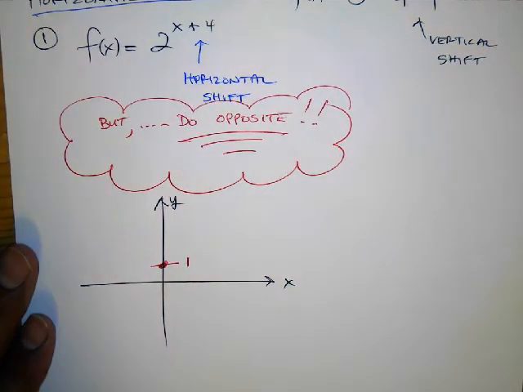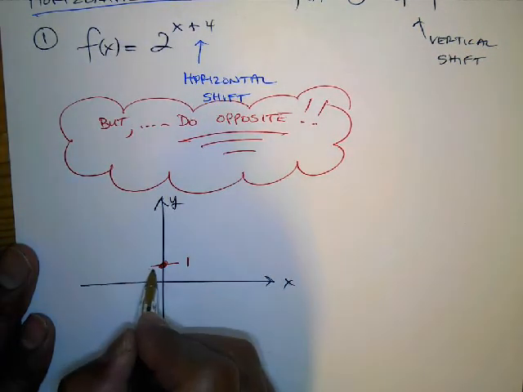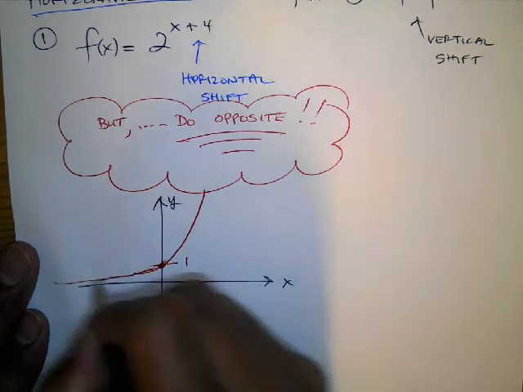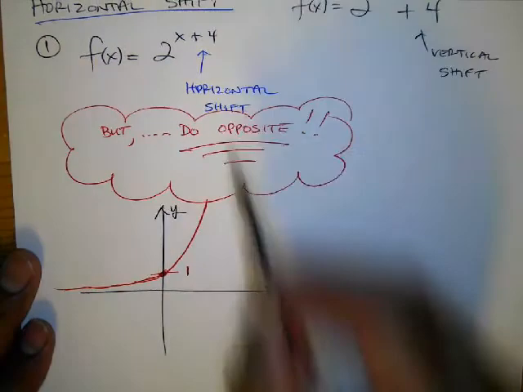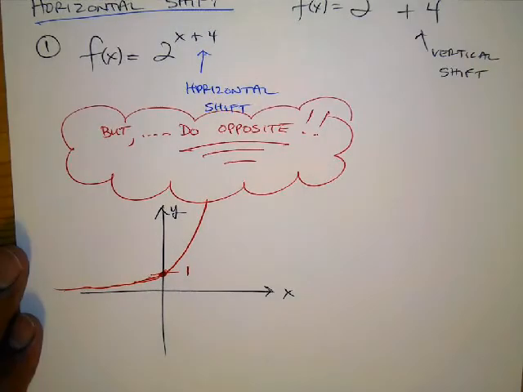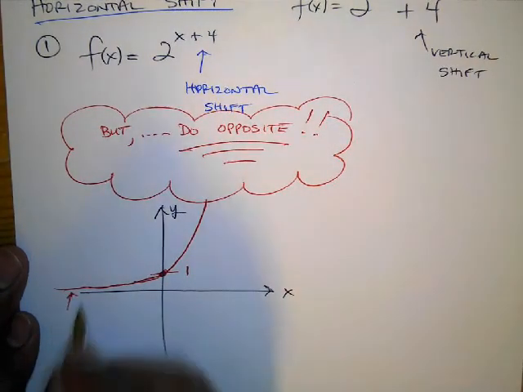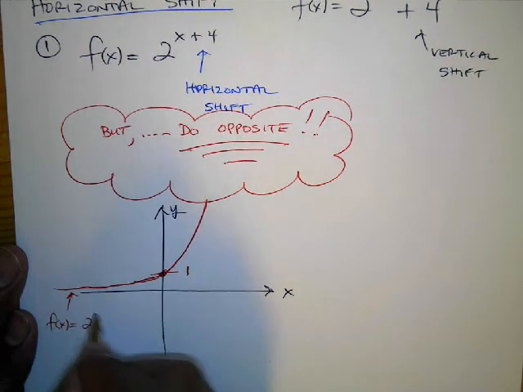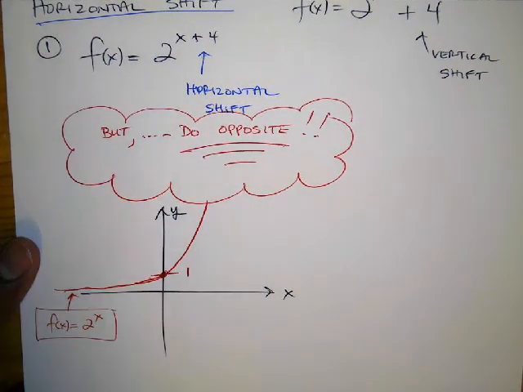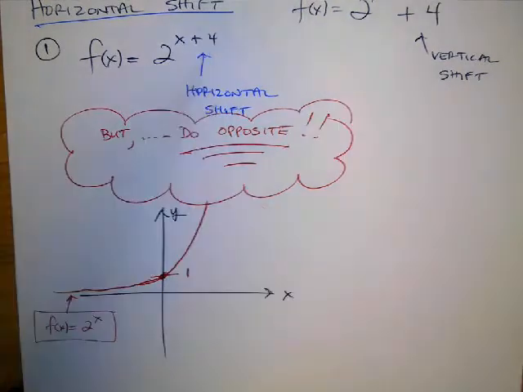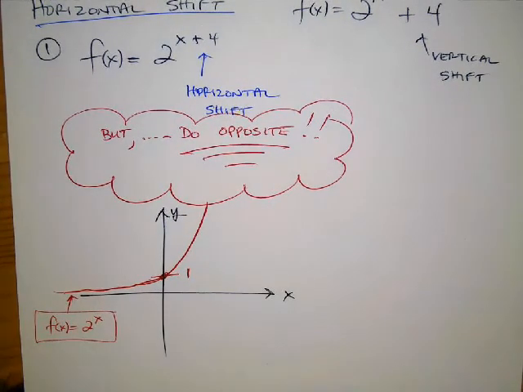The parent graph being right here at 0, 1. Here's my parent graph. Here's just 2 to the power of a positive x. That's an increasing function. This is just the parent function.